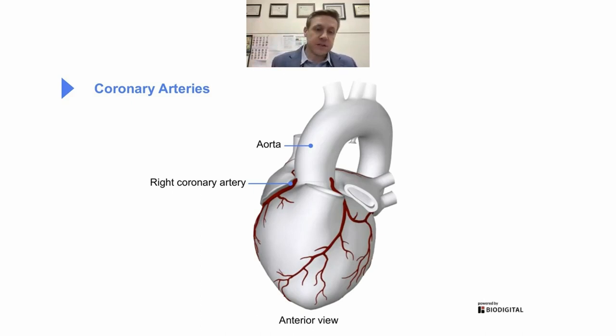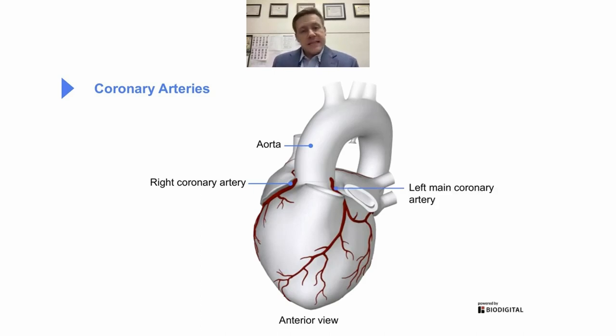And here we see it emerging and going along the surface of the heart, the other term for surface being epicardial. And it's going between this little groove that's formed between the right atrium and the right ventricle, called the AV groove, or atrioventricular groove. As it's traveling along that groove, it's giving off little branches to supply, among other things, the right ventricle, which needs to stay alive in order to pump blood into the lungs.